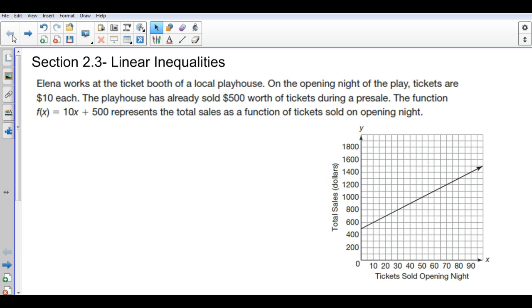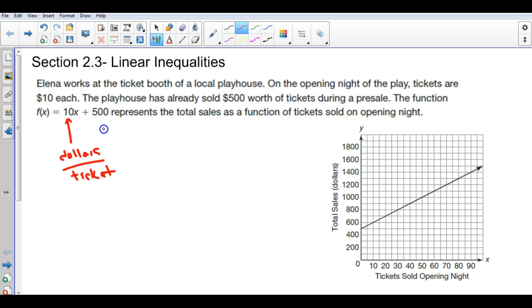So let's notice, and I'm going to touch on a couple of things that were in section 2.2. First of all, my x value is going to represent the number of tickets she's selling. f of x is going to represent the amount of money, so that's our output value. 10 is my rate of change. Notice it's $10 per ticket. So what that means is that your input value would be the number of tickets sold, and your output value would be the amount of dollars that the person collected.